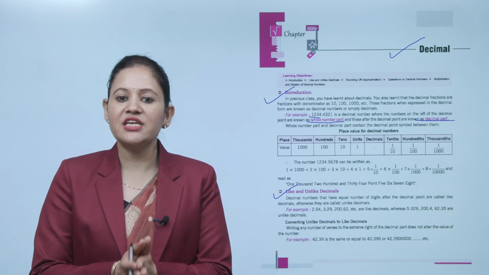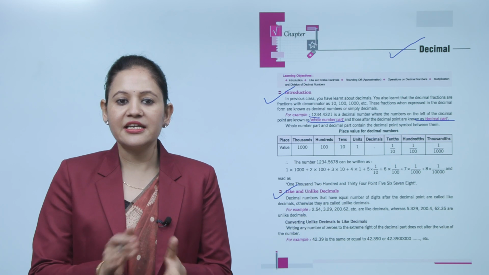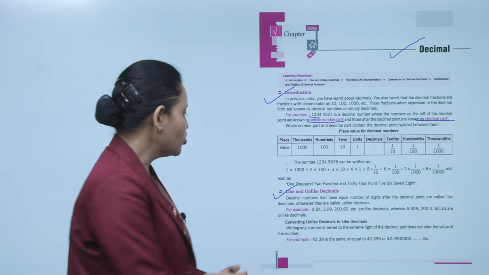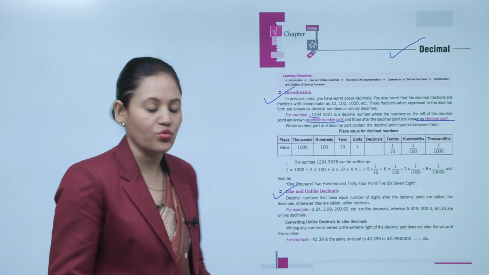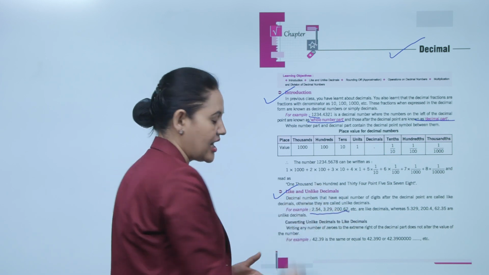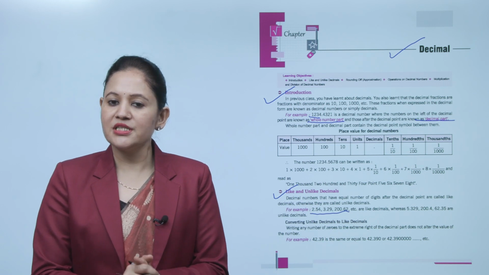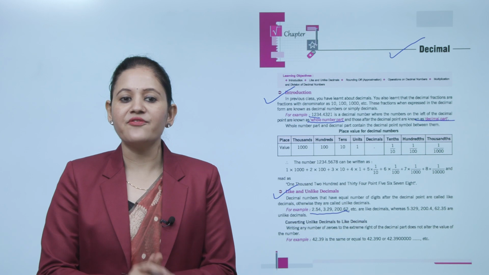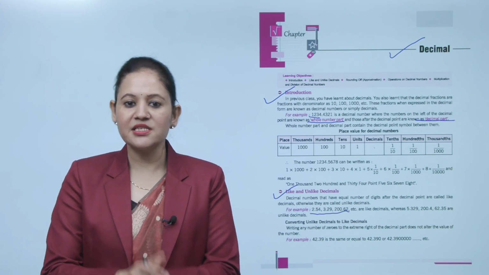Decimal numbers that have an equal number of digits after the decimal point are called like decimals, otherwise they are called unlike decimals. For example, 2.54, 3.29 and 200.62 are like decimals because after the decimal all are having 2 digits. Clear? Whereas 5.329, 200.4, 62.35 are unlike decimals. Clear? Next is converting unlike decimals to like decimals.